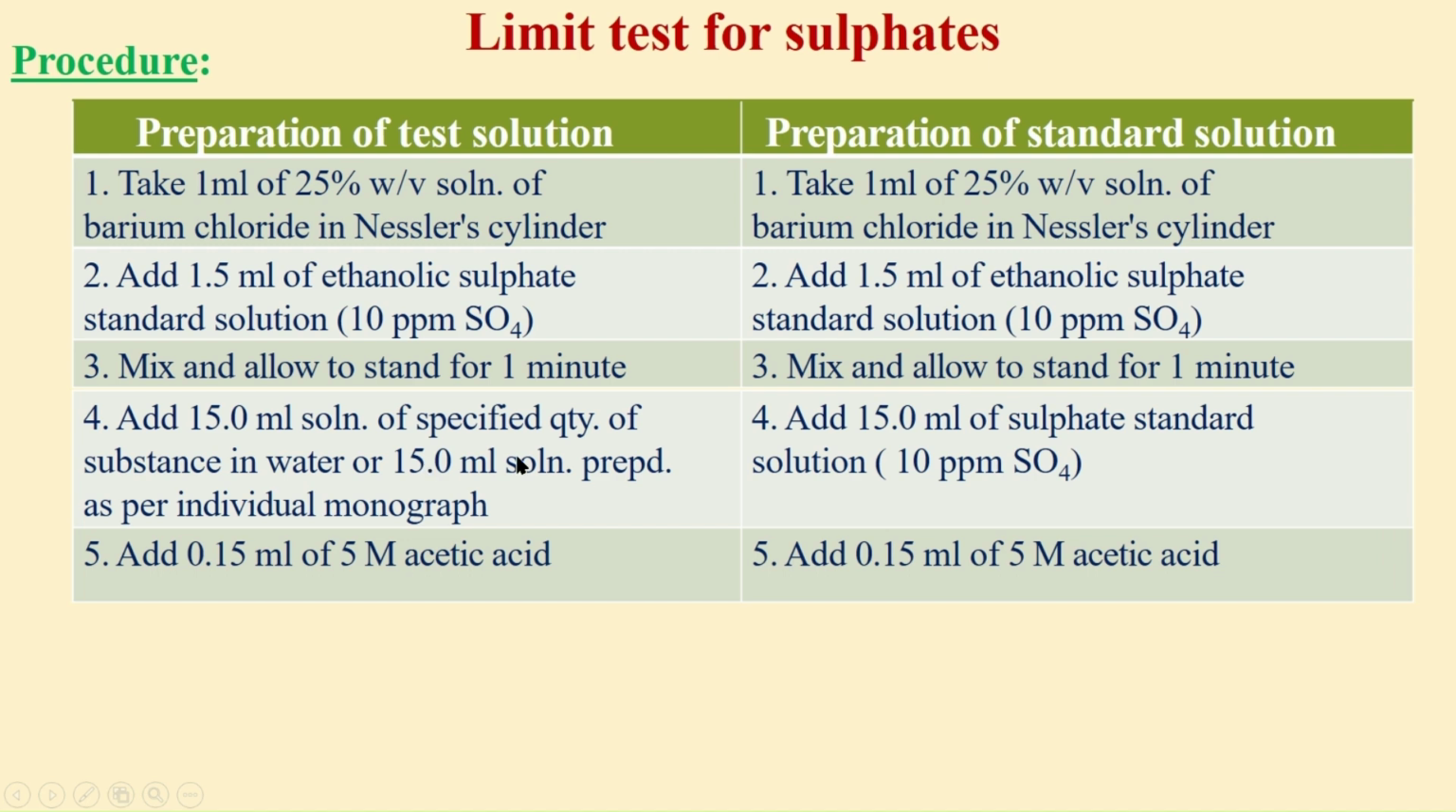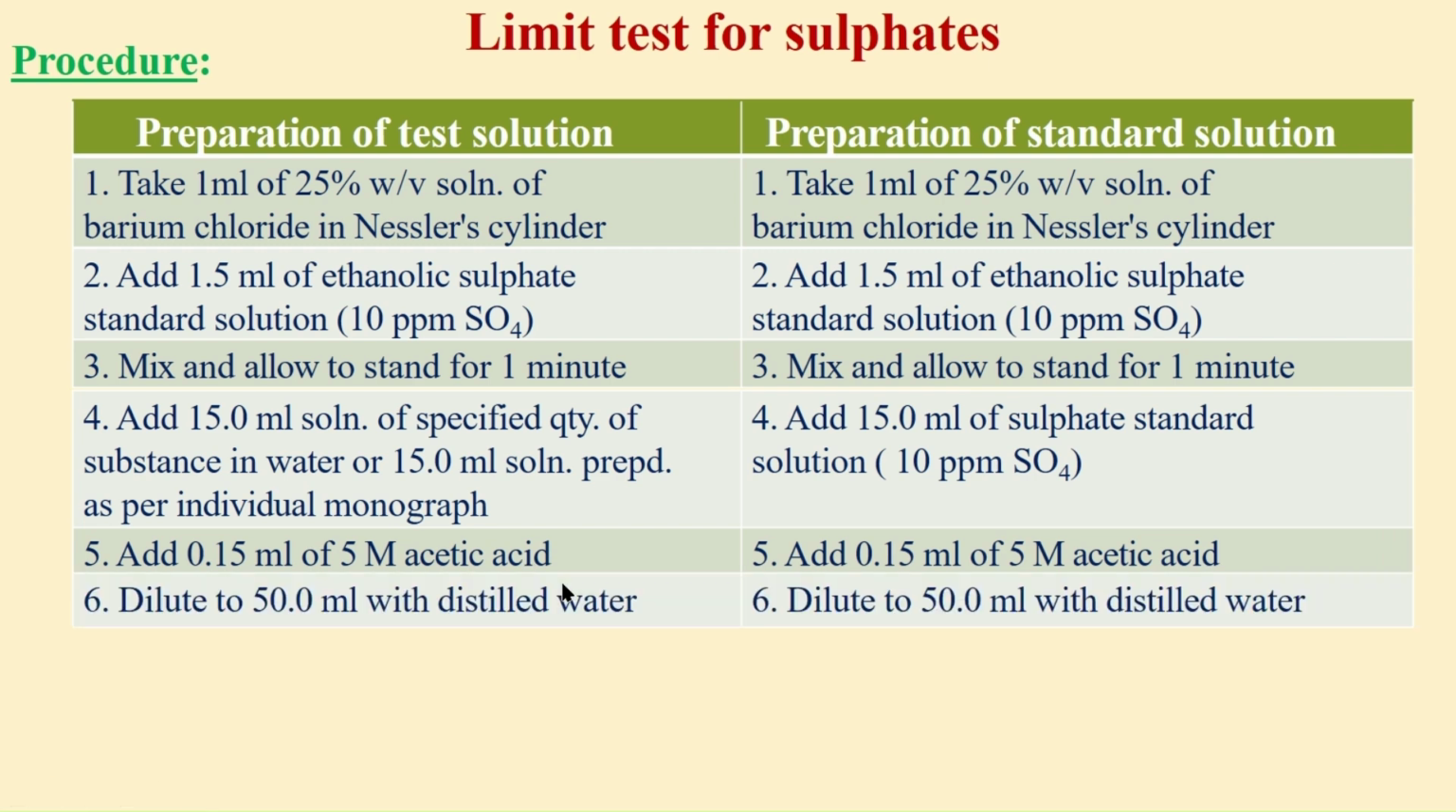To this above mixture, we add 0.15 ml of 5 molar acetic acid in both the test and the standard solution. Why is this acetic acid added? To increase the sensitivity of the reaction so that it gives complete precipitation. After that, we make up the volume with water to 50 ml.